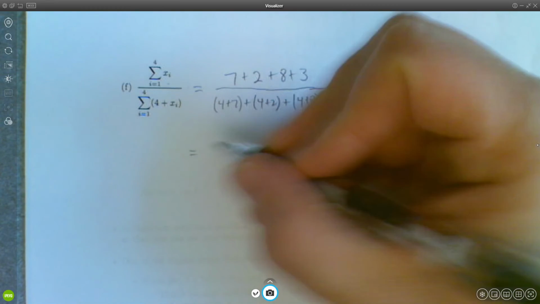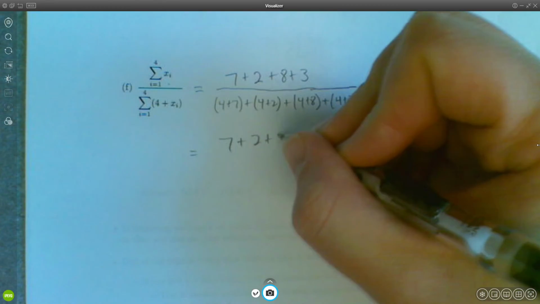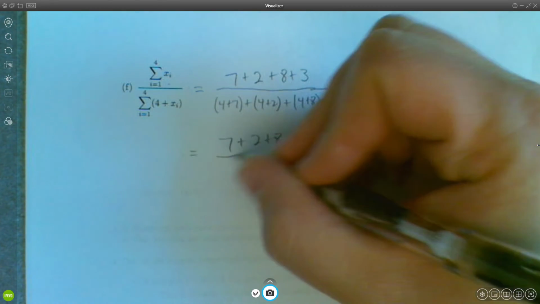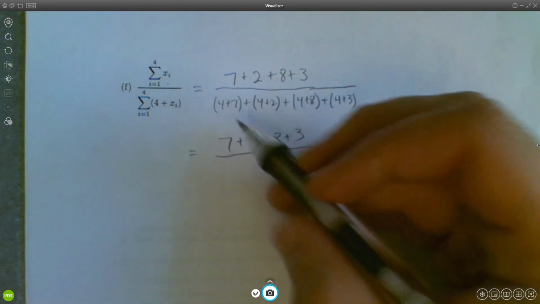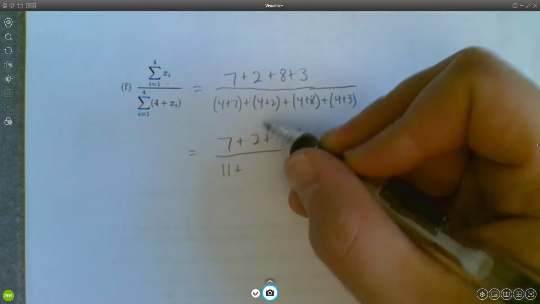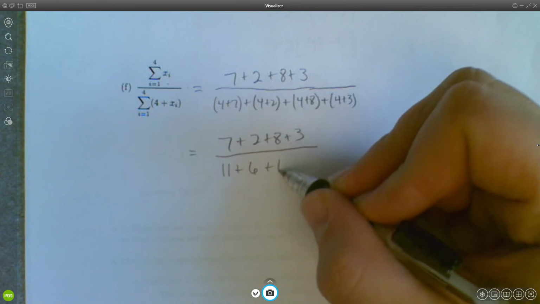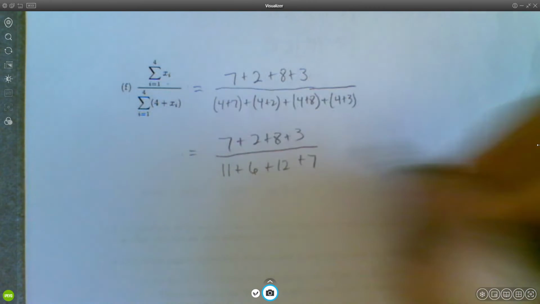So I'm going to punch this into my calculator. Let me just do one step real quick. 4 plus 7 is 11. 4 plus 2 is 6. 4 plus 8 is 12. And 4 plus 3 is 7.